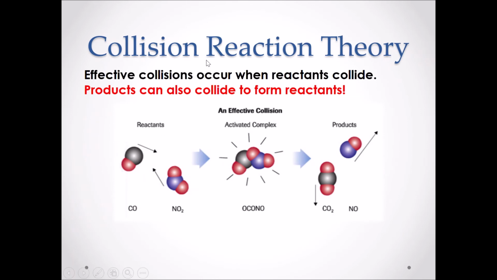And that brings us to the collision reaction theory. Remember, a reaction occurs when we have effective collisions between reactants. Well, if reactants can collide to form products, that means that products can also collide to form back into reactants.